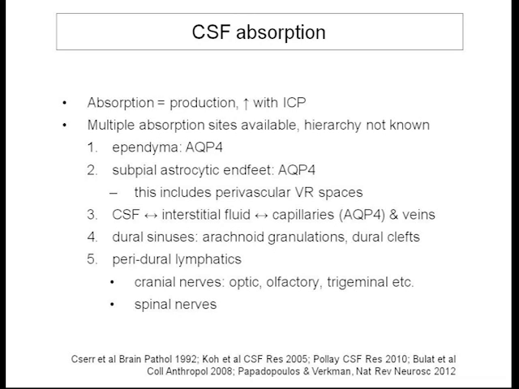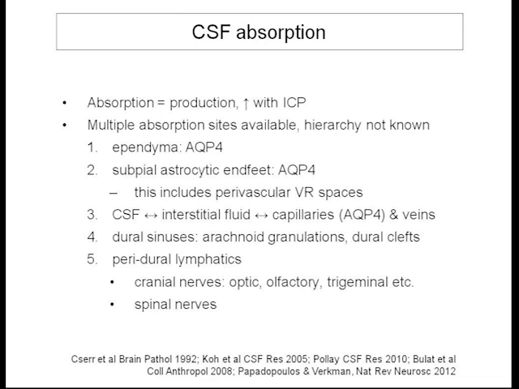And there are multiple absorption sites. We all think of absorption through the granulations of Pacchioni. There are multiple sites, and nobody knows what the hierarchy of the sites is. Number one, probably the most important in normal conditions, we have the ependyma, because the ependyma is full of another aquaporin, which is aquaporin 4. And aquaporin 4 is carrying the water from one side of the cell to the other side. You have the subpial astrocytic end feet that are full of aquaporin 4 as well. And those are also along the perivascular spaces.